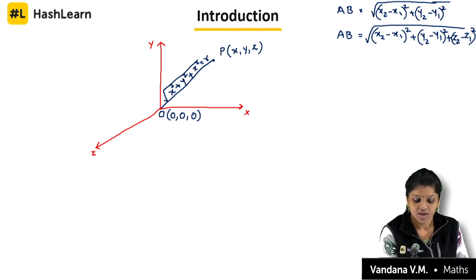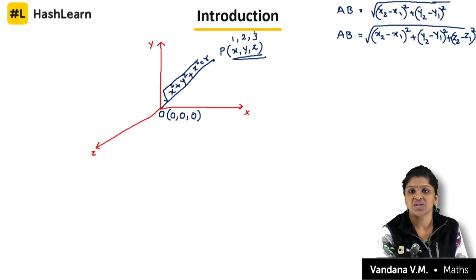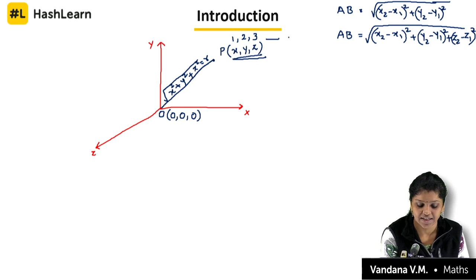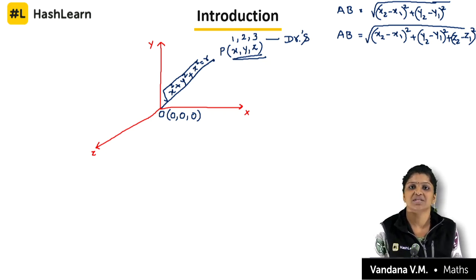Okay. Now, children, this point, suppose the point 1, 2, 3, usually we will call this as DRs, direction ratios. Why am I going to call it DRs? So that is, from the x-axis, how many units distance you have to walk, from the y-axis, how many units distance you have to walk.